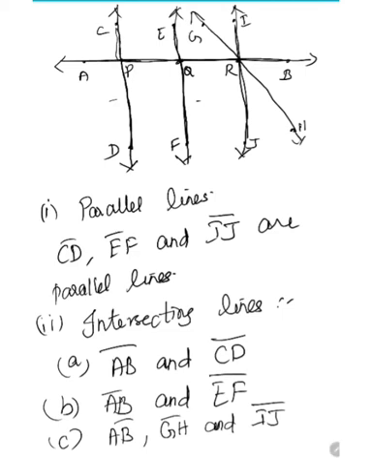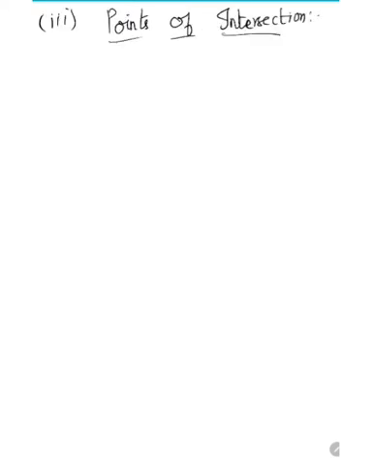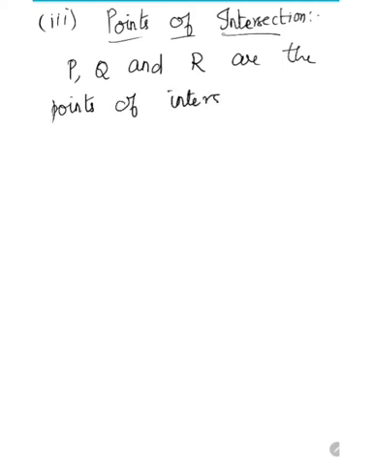The next one is points of intersection. What is meant by point of intersection? That is, where two lines intersect. What are the points of intersection here? P, Q, R. The point where two lines intersect is called the point of intersection. So P, Q and R are the points of intersection.